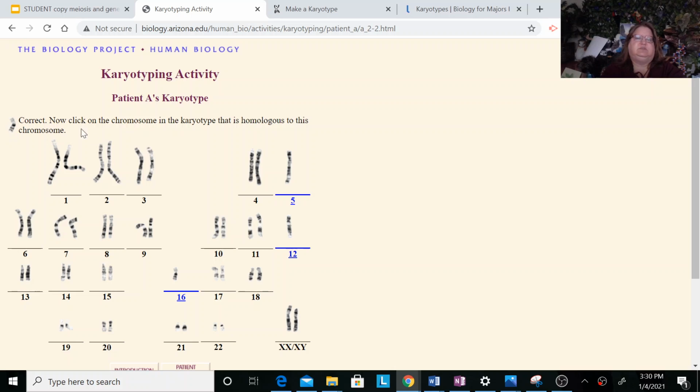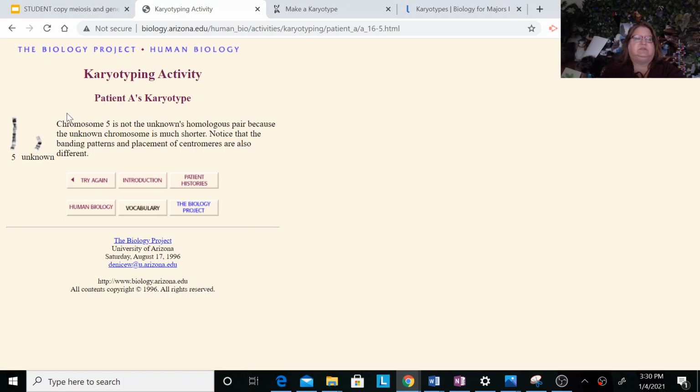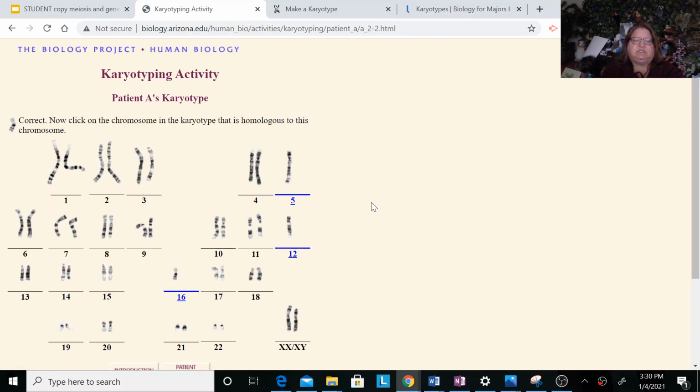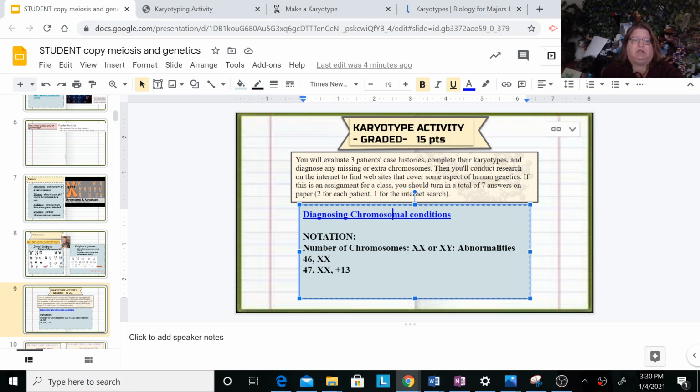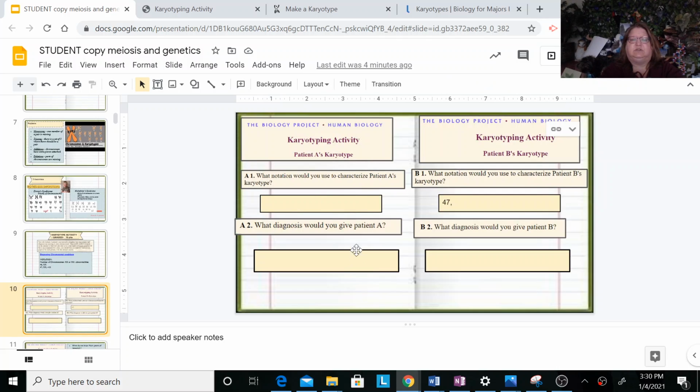So for instance, this one is clearly not matching number 5, but I'm going to go ahead and do it anyway. And notice it'll tell you, try again. The only exception to this would be if it's an X or a Y chromosome, because Y is significantly shorter than X. So just watch out for that. And when you're done with each one of them, you're going to put the 2 answers for each patient in the next 2 slides.